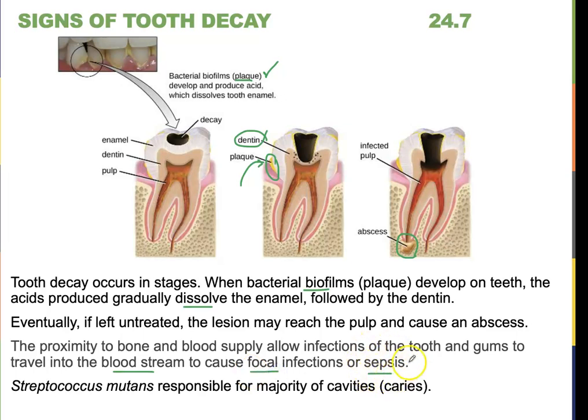So this is the blood infection, and then focal infections might be something like the bacteria from your mouth travel to the liver and they cause an infection in the liver. So it's a secondary site of infection. The one bacteria you want to remember is Streptococcus mutans, which is the majority of cavities or caries are caused by the Streptococcus mutans, basically starting it.